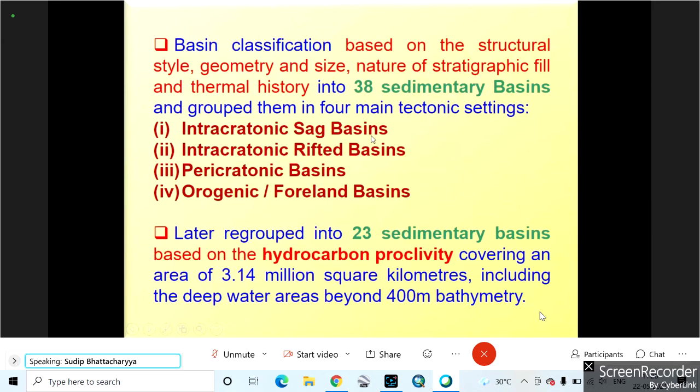Intracratonic sag basins are not so important, and they are categorized afterwards. I will tell you, because of the constantly increasing demand, they are now also under surveillance, and we are taking account of what sediments are over there and whether they may be transformed for any energy purpose. So that is the main thing. Up to this, I think it is clear.